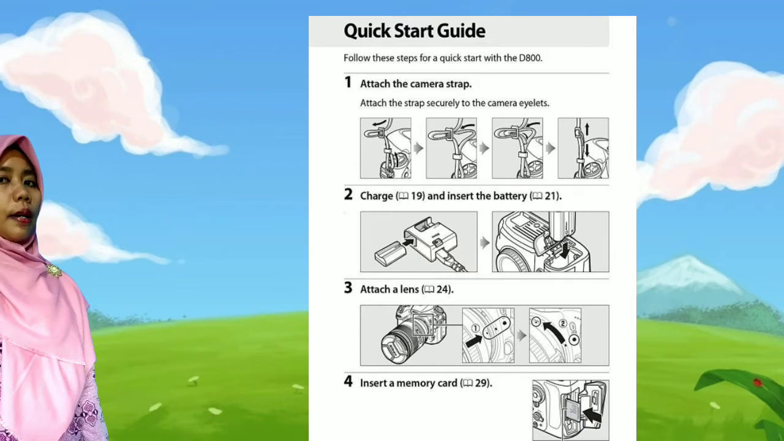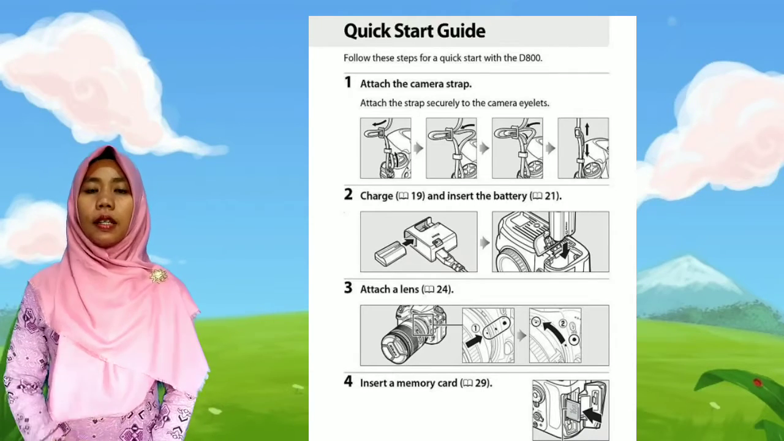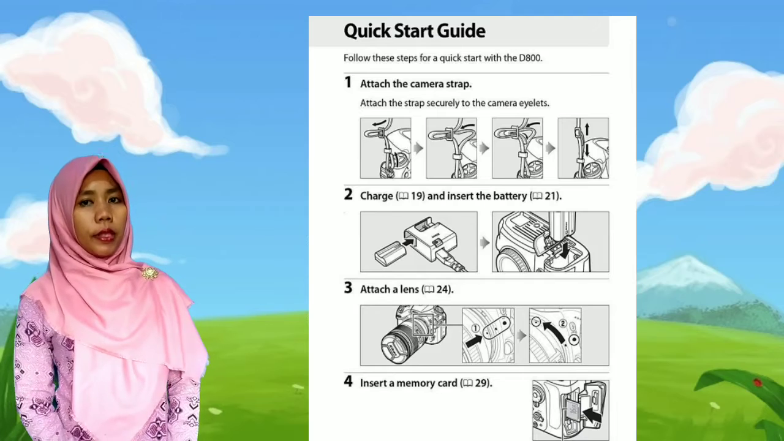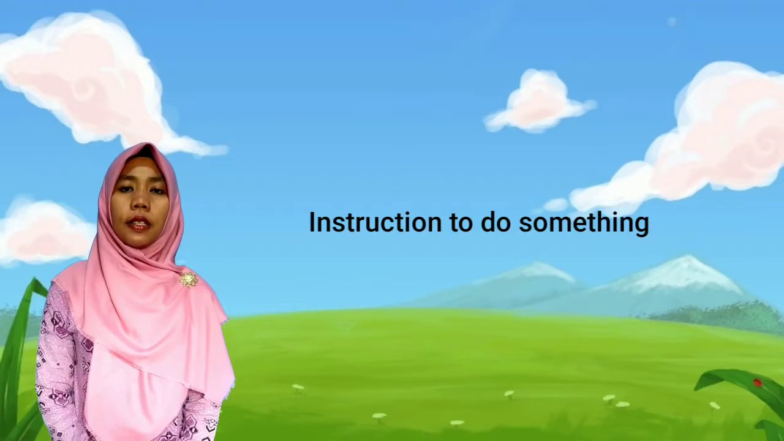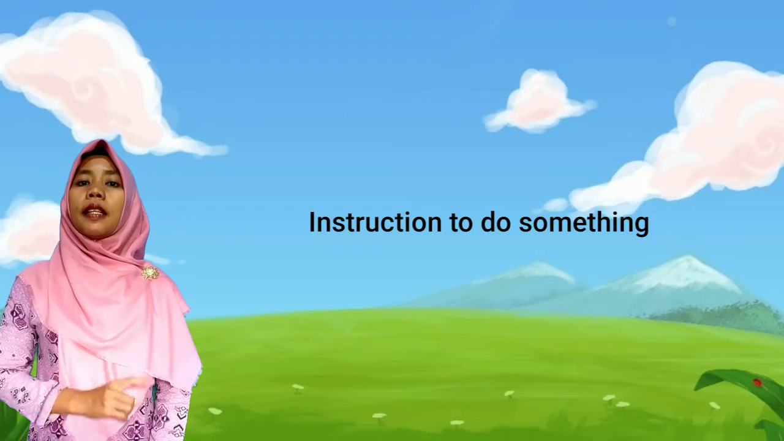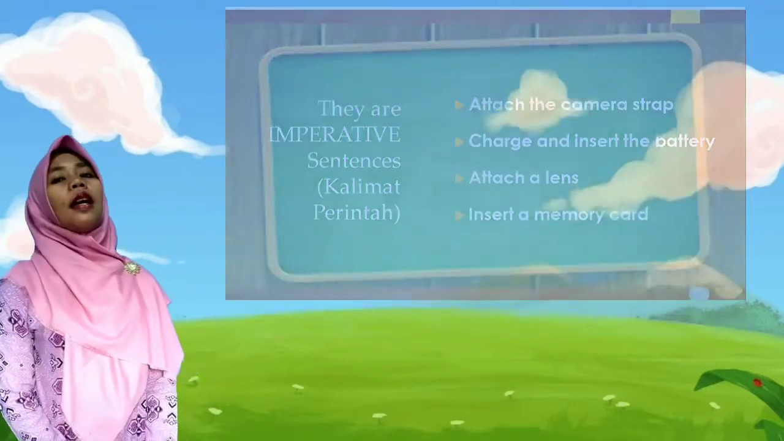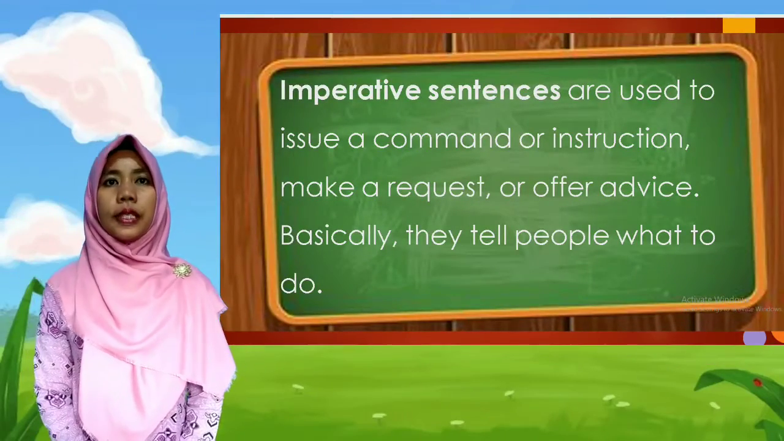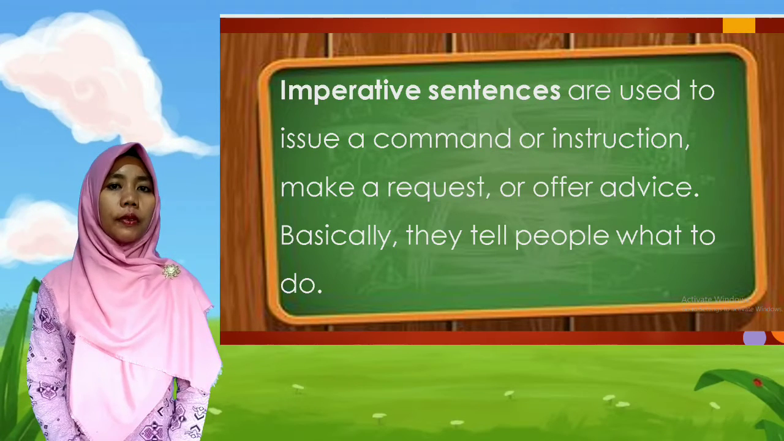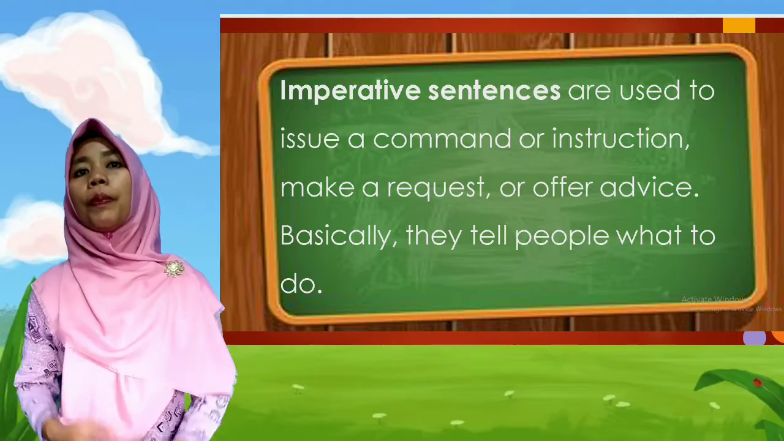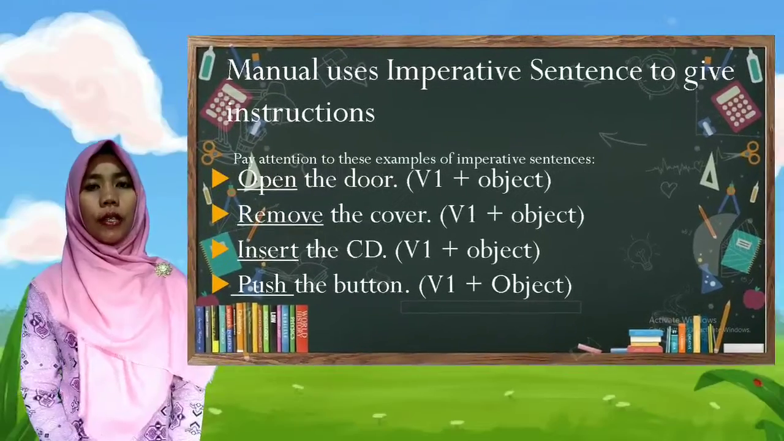Attach the camera strap. Charge and insert the battery. Attach a lens. Insert a memory card. All the sentences give instruction to do something, right? And this is what we call as imperative sentence. Imperative sentences are used to issue a command or instruction, make a request, or offer advice. Basically, they tell people what to do. Manual uses imperative sentence to give instruction.